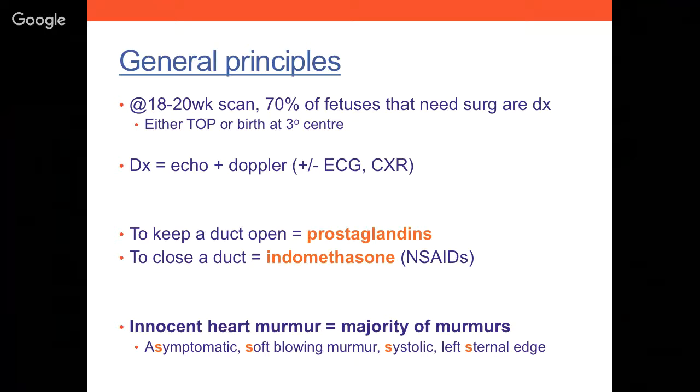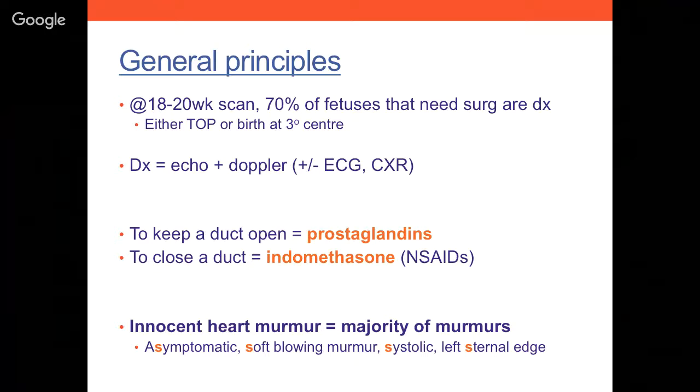And a couple of other principles: if you want to keep a duct open, you use prostaglandins, and if you want to close a duct, you use indomethacin. We'll go through it, but sometimes you are going to need to keep the duct open, for example if you're waiting for surgery, whereas sometimes you want to close it straight away. Open, prostaglandins; closing is indomethacin, so NSAIDs.